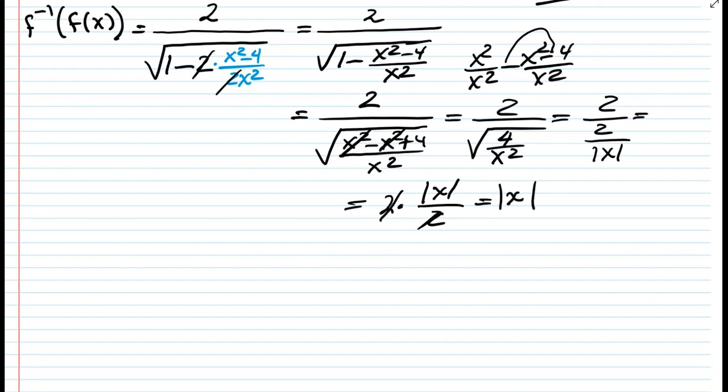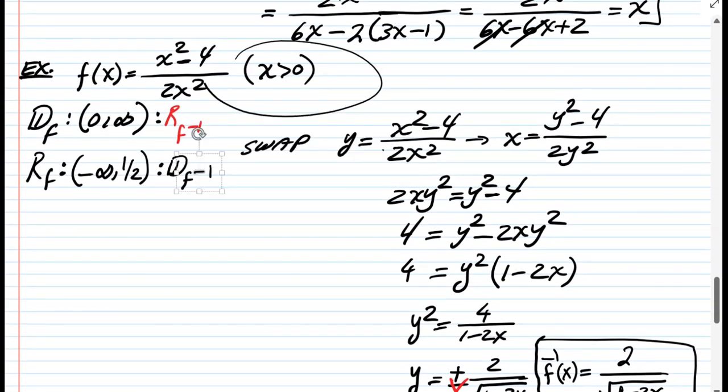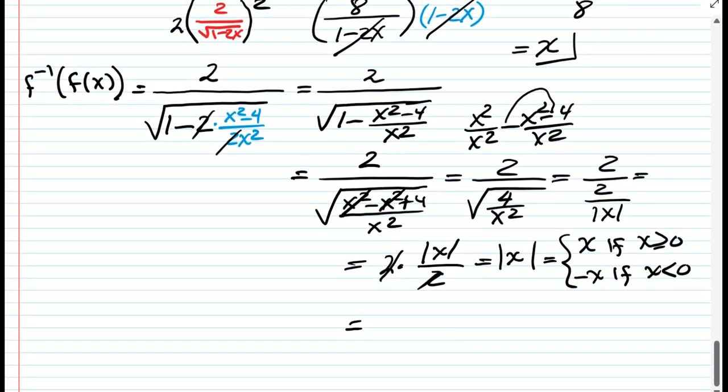Now, it is absolute value of x, but then absolute value of x is x if x is positive, and it's negative of x if x is negative, right? And in our case, look here. We were told x is positive, right? And because we're doing this composition, f inverse of f of x, we look at the domain of the inside function, which is x positive. So this is simply x. We don't need absolute value. All right, and that should be it.